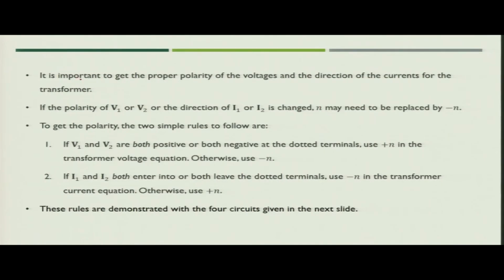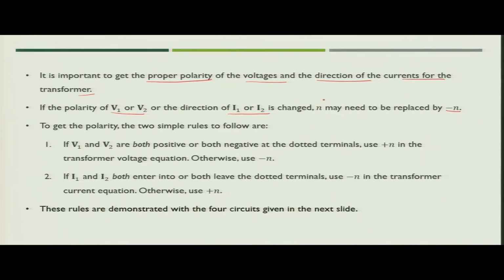Now it is important to get the proper polarity of the voltages and directions of the currents for the transformer. If the polarity of V1 or V2 or the direction of I1 or I2 is changed, the value of n which we have just seen may need to be replaced by minus n.